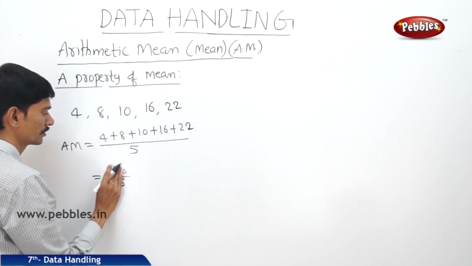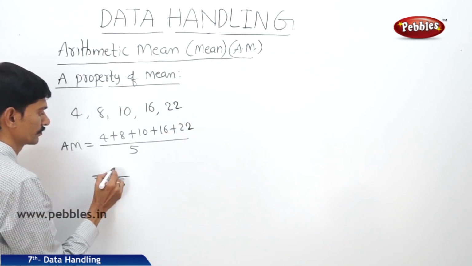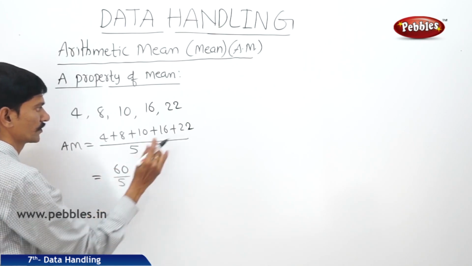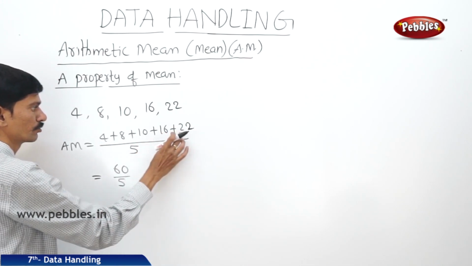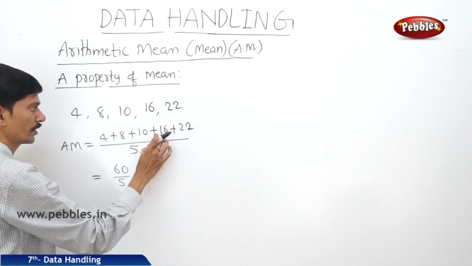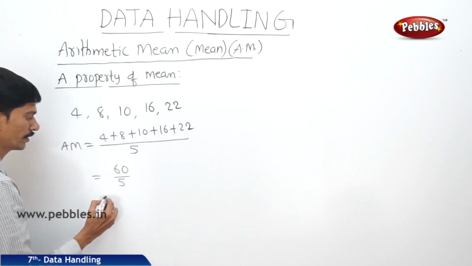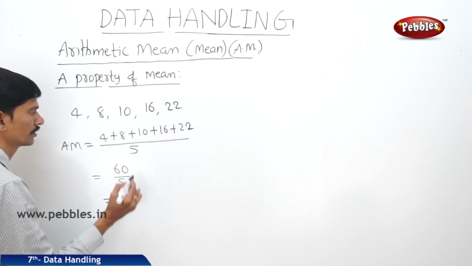Then we get here 60. Now 2 plus 6, 8, 8 plus 8, 16 plus 4, 20, 2 plus 2, 4, 4 plus 1, 5, 5 plus 1, 6. 60 by 5, this equals 12.